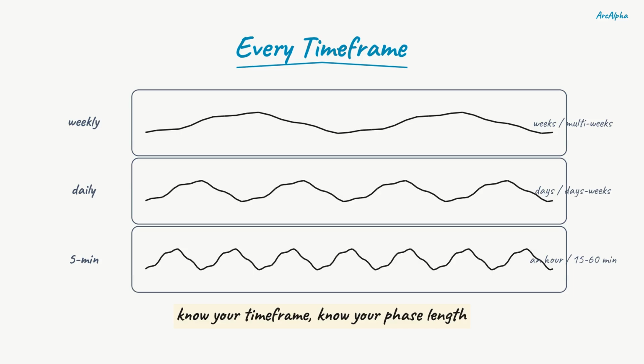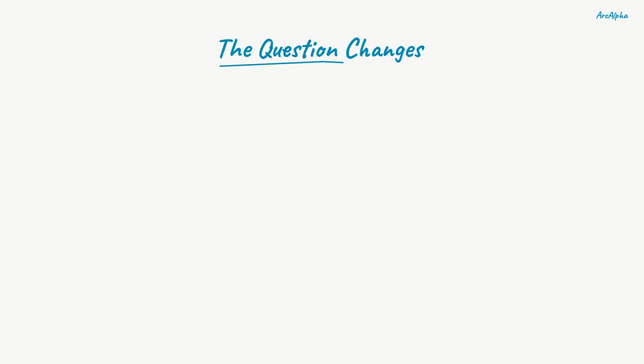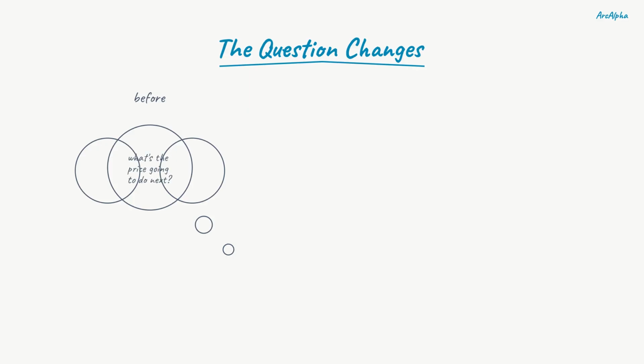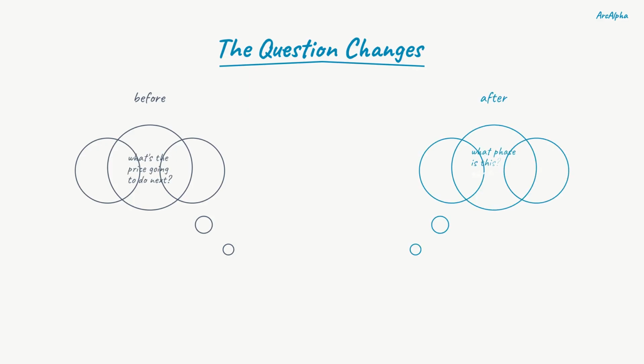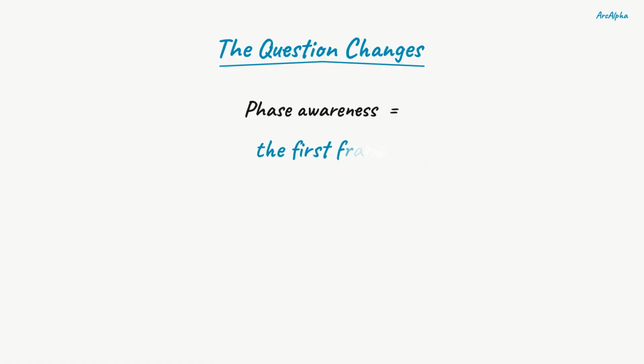Once you see phases, the question you ask about a chart changes. Before, what's the price going to do next? After, what phase am I looking at, and what comes after this phase usually? That's a different question, and it's one you can actually answer from the chart in front of you without needing a forecast. Phase awareness is the first frame every trader builds. Everything else, indicators, levels, setups, alerts, sits on top of it.